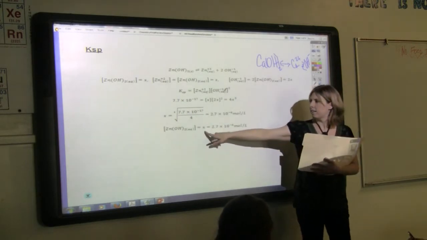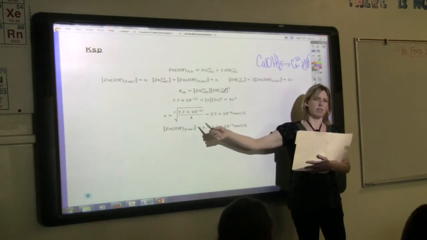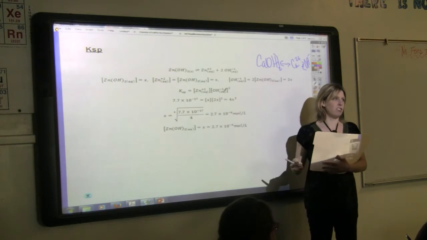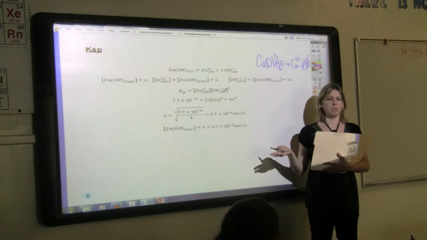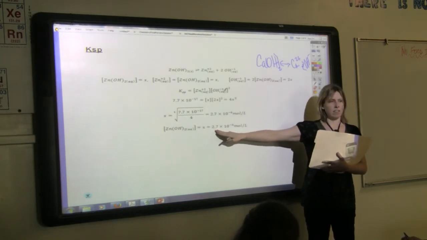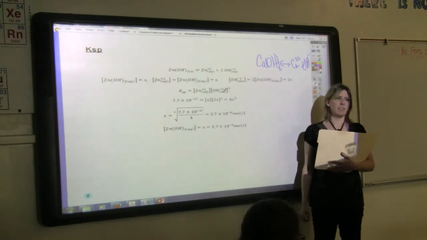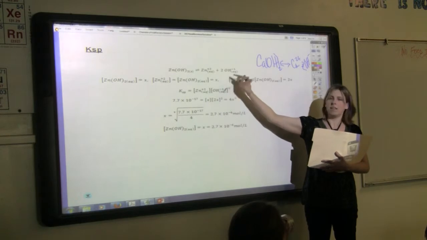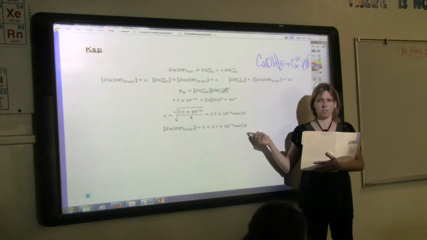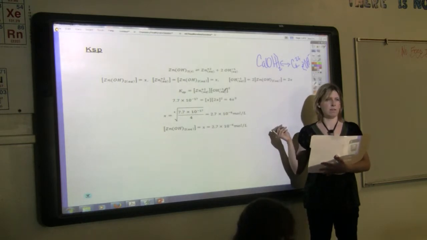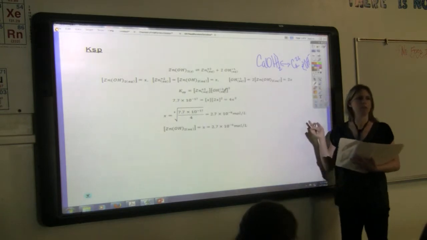When you get x, x is going to be how much of the zinc hydroxide dissociated. So if it just asks for how much dissociated or the concentration that dissolved or was soluble, you don't have to do anything else after you get x. If it asks for the concentration of the OH ions, then you would take this and multiply it by 2. Because every time it's dissociated, you made twice as many hydroxide. Does that make sense? Okay. Questions?